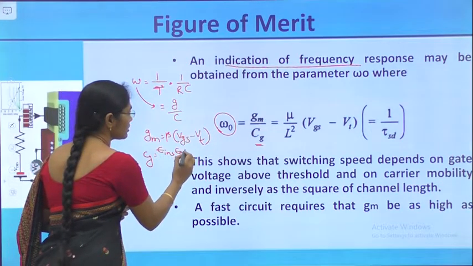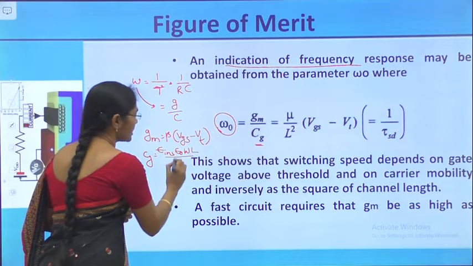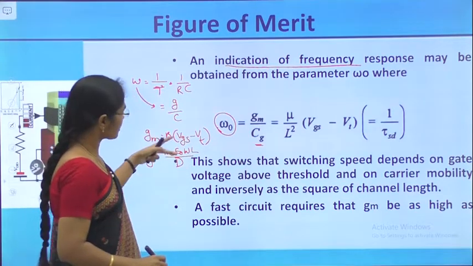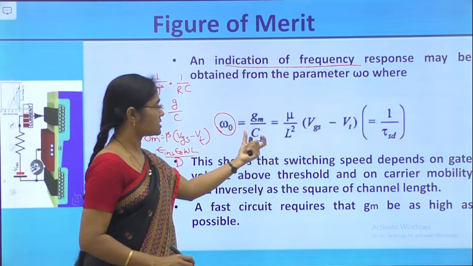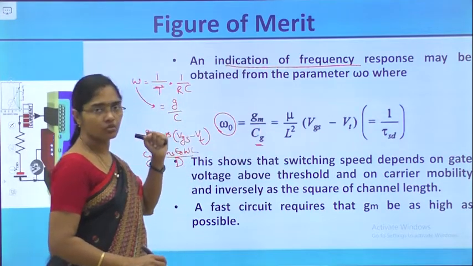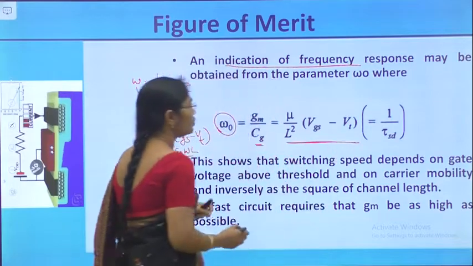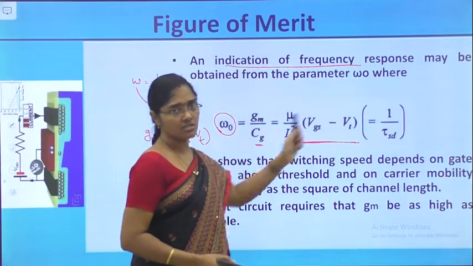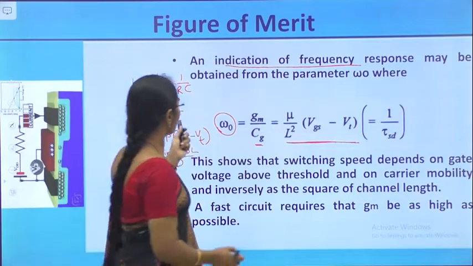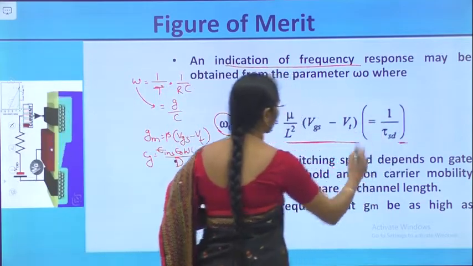Epsilon insulator, epsilon naught, WL by D is the Cg. Now substitute these two in this equation, Gm by Cg, to get the omega naught. So after substituting that, it is equal to mu by L square into VGS minus VT, which is equal to 1 by tau St.